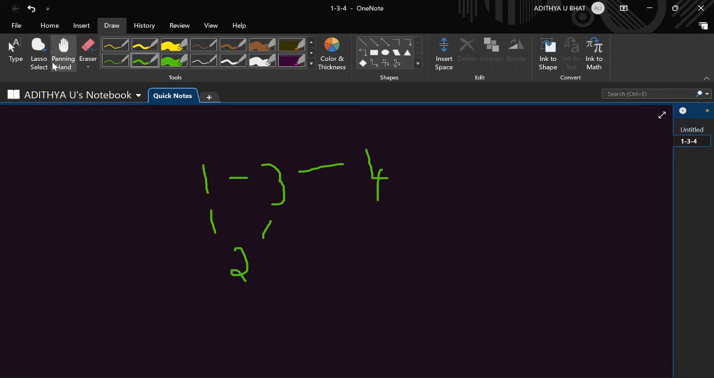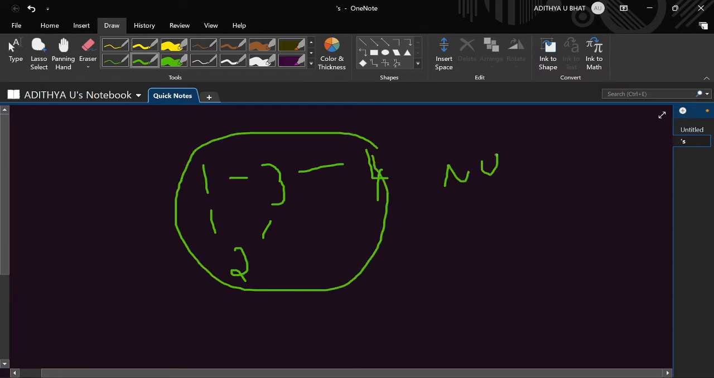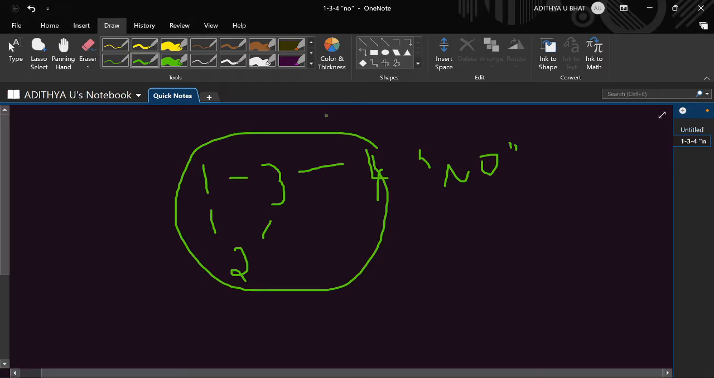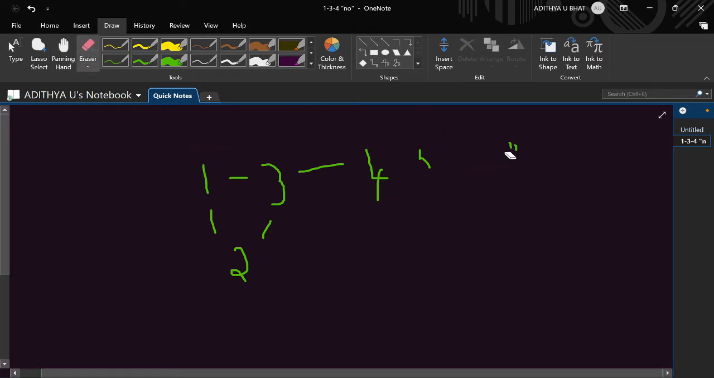So this network is not feasible because there is a connection between 4 and 3, there is a connection between 3 and 1, but there is no connection between 1 and 4. Similarly, there is a connection between 4 and 3, there is a connection between 2 and 3, but there is no connection between 4 and 2. So this network is not feasible. So the answer is no. I hope you guys understood the question. So now let us directly jump into the solution.